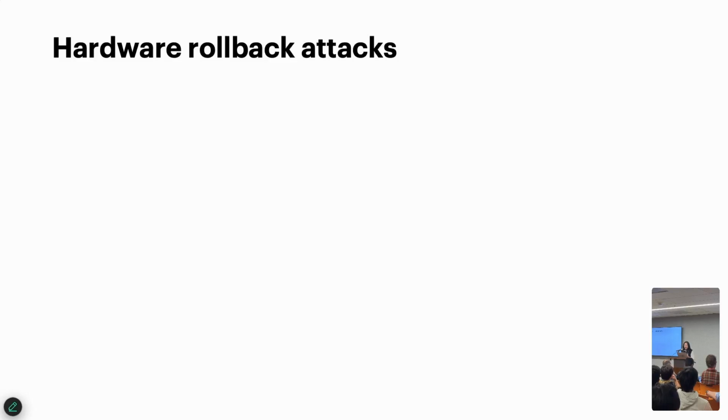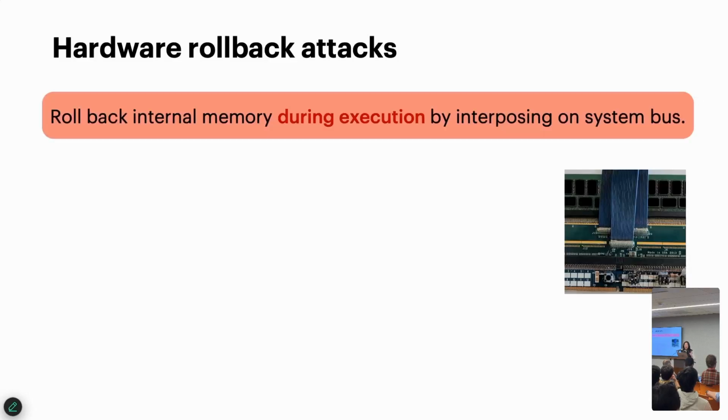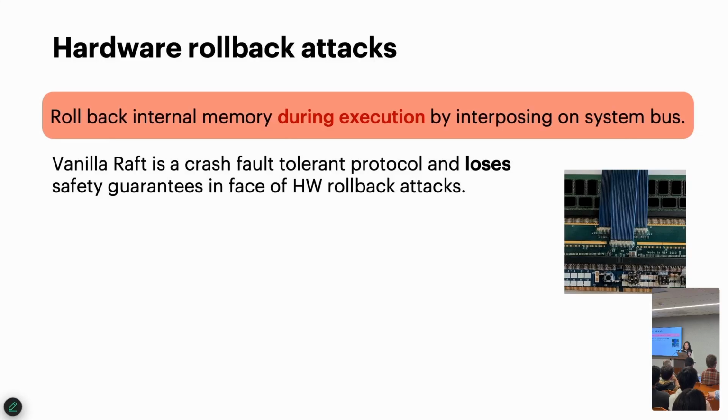So hardware rollback attacks, like I said before, are when you roll back internal memory during execution by interposing on the system bus. Vanilla Raft is a crash fault tolerant protocol, and it loses safety guarantees when this becomes a part of your operational model for the server. If the server can be arbitrarily rolled back, vanilla Raft is not safe, because if you roll back the leader, you can basically equivocate on the log.